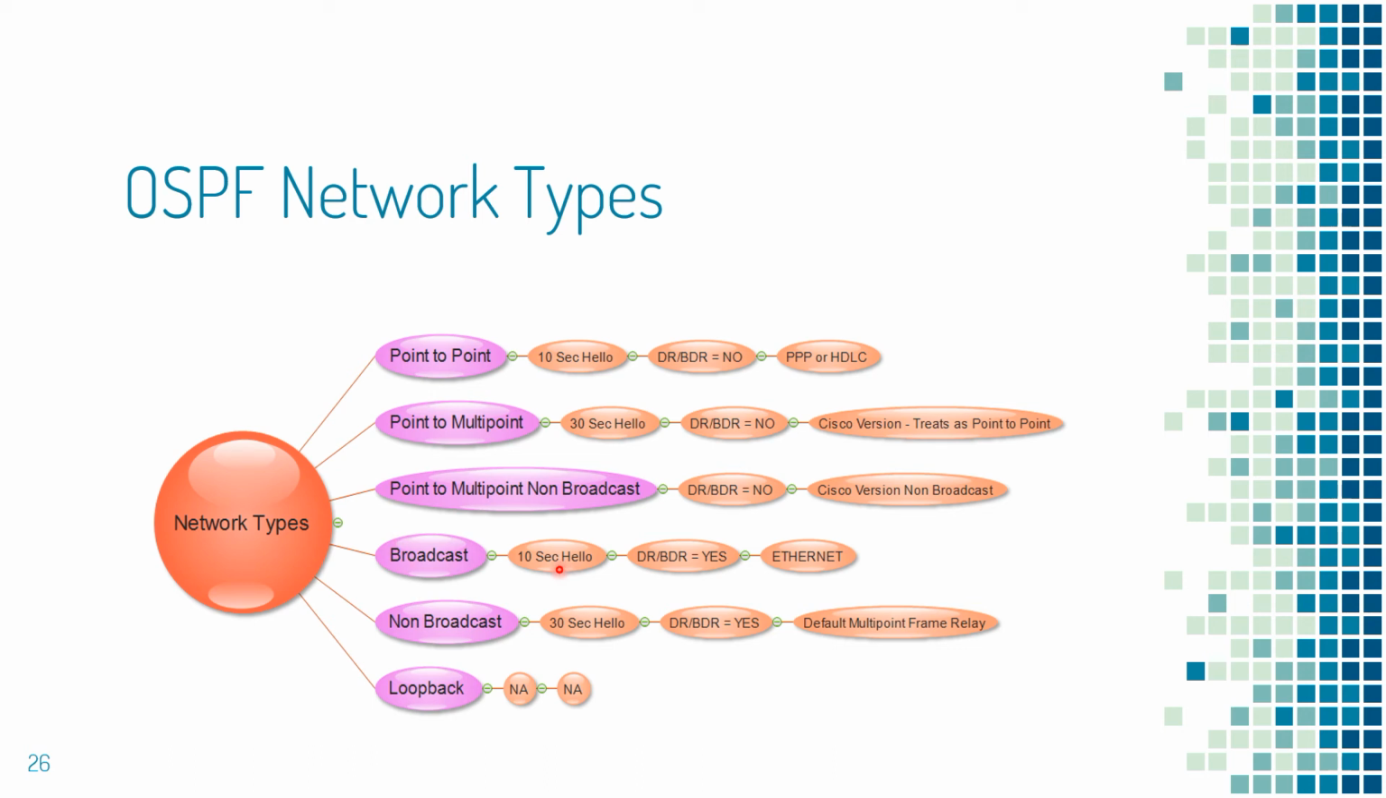In broadcast network types, OSPF hello packets are sent every 10 seconds with a dead interval of 40 seconds. The Ethernet interfaces are considered broadcast. There will be DR and BDR elections.